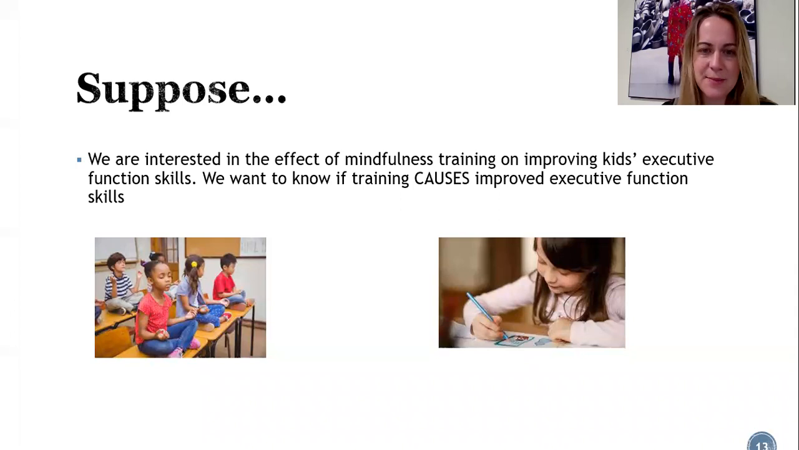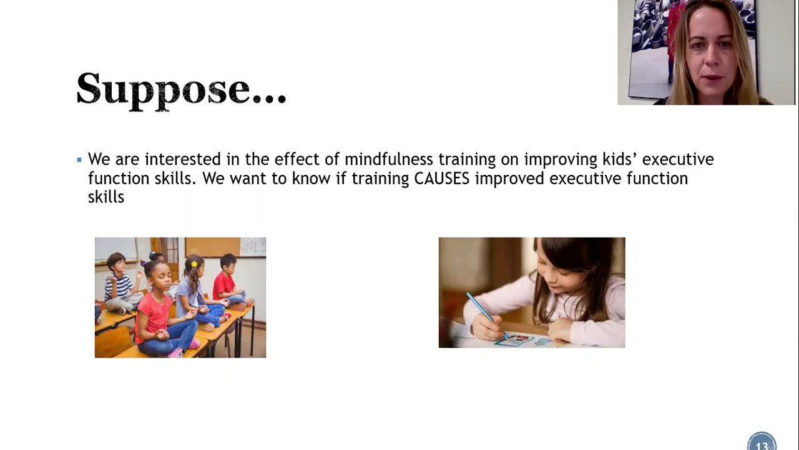Let's give another example that's maybe more relevant for you. Suppose we're interested in the effect of mindfulness training on improving kids' executive function skills. We want to know if training causes improved executive function skills. Suppose we recruit a sample of participants and we randomly assign them to either receive mindfulness training or a control condition where they receive study skills training. We then look to see whether the executive function skills are different between the two groups.